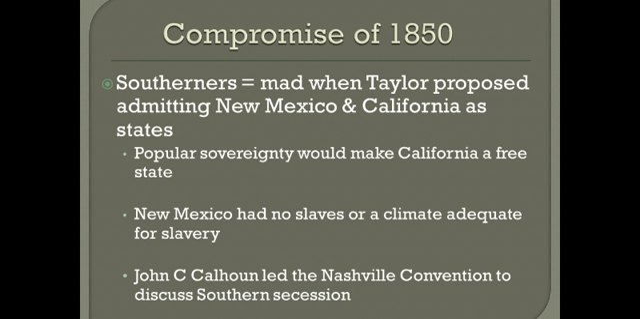Southerners were not happy when Taylor proposed admitting New Mexico and California as states. They were like, listen, popular sovereignty, California is going to go free, and New Mexico has no slaves, right? And it doesn't have a climate that could support slavery, which means both of them are going in free, and it's going to upset the balance. So John Calhoun, he's back again, he led this thing called the Nashville Convention to discuss Southern secession, right? So secession is being talked about again.